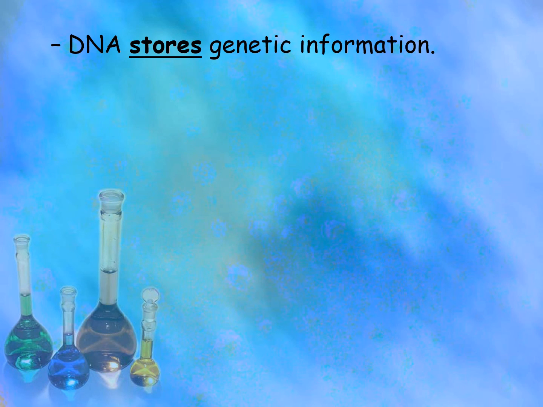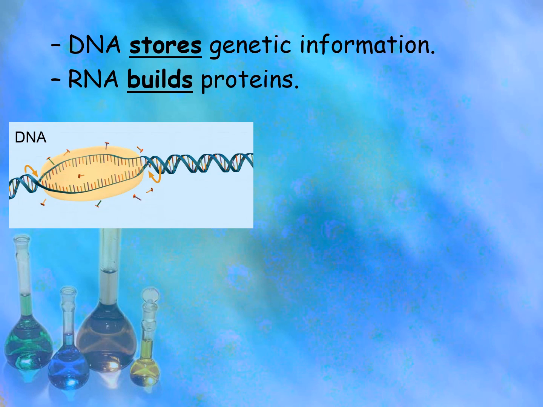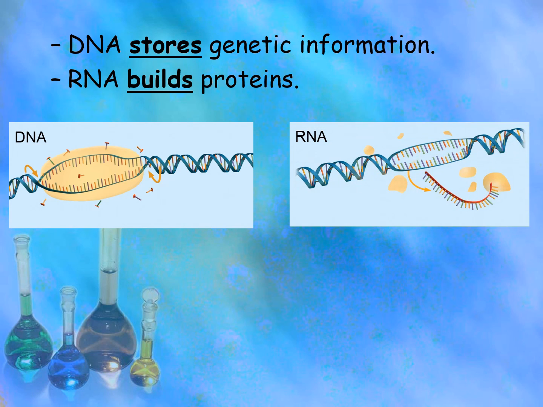DNA stores genetic information, that's its main job. RNA is going to help make proteins that the DNA tells it to. And this is just a diagram showing you how DNA is actually making a copy of itself. The big yellow blob is a type of protein that helps hold the two sides of the DNA apart so that it can make a copy of itself. Here's RNA, that single-stranded molecule. That is a temporary copy of part of the DNA.